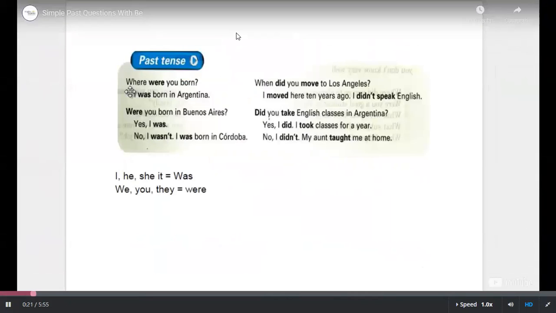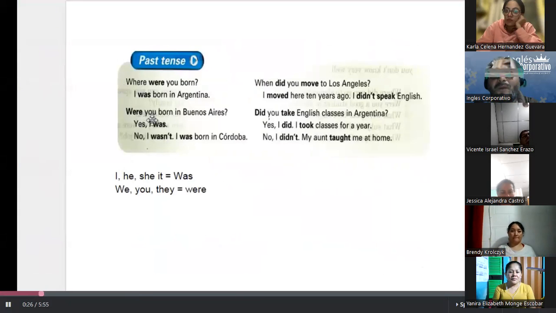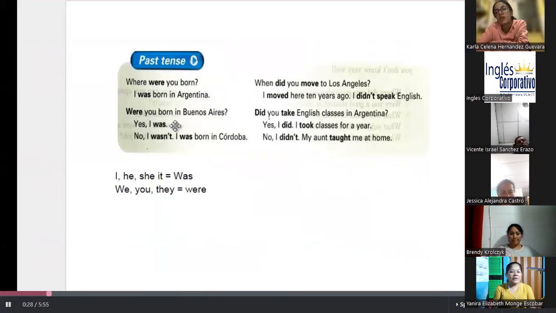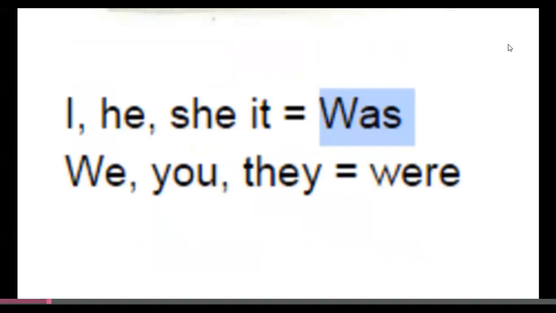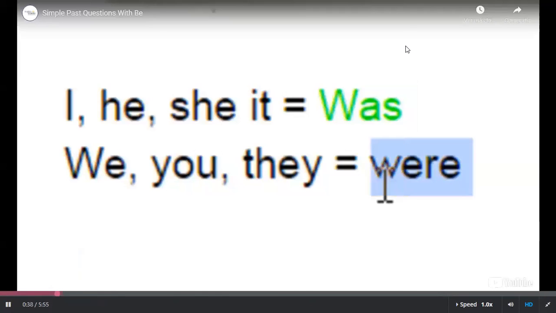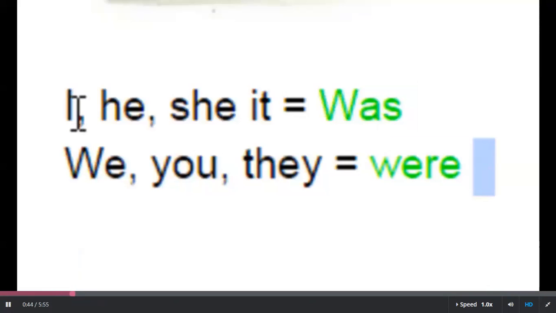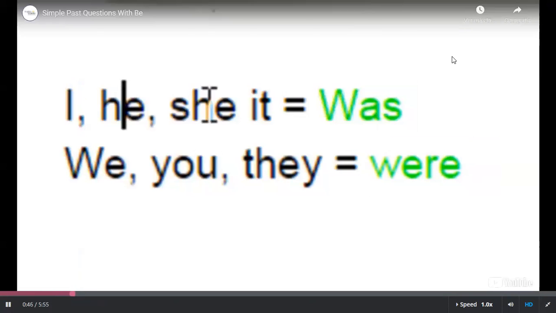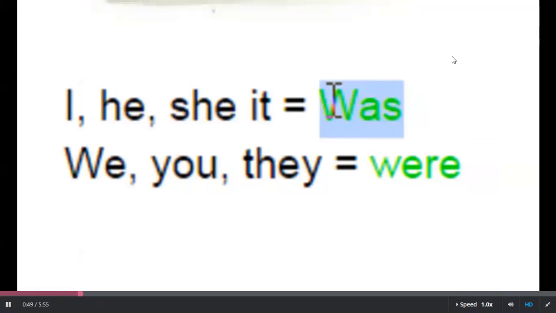So we're going to try to make sense of these two questions that you see there on the left. Where were you born? Were you born in Buenos Aires? The first thing I want to point out is that we're still going to follow the rule that we learned in our previous lesson: the verb to be, either was or were, depending on the pronoun. If I talk about I, he, she, or it, the verb to be will be was, and whenever we talk about the pronouns we, you, or they, the verb to be will be were.